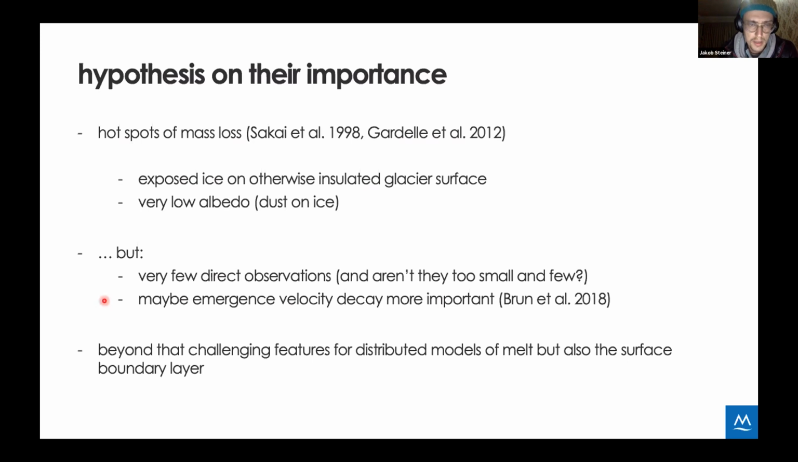All these debates aside, I think they are interesting features, and they are challenging to include into distributed models of melt, because you have ice next to rock, and there is a lot of dynamic movement going on. And for atmospheric scientists, they are exciting because they pose a challenge for the surface boundary layer. So the surface boundary layer on debris-covered glaciers, because of this undulating terrain and the mix of warm debris and cold ice, is quite a mess.